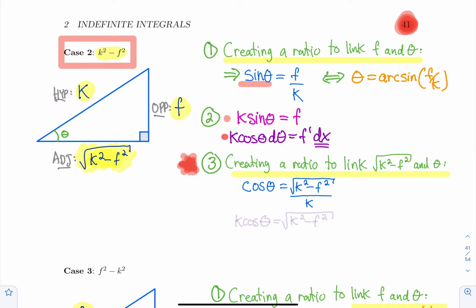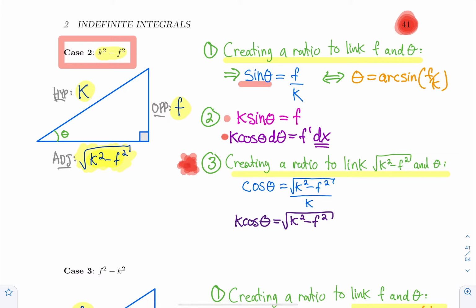So just by multiplying by k here, you get k cos theta, which is going to be used to replace the square root of k squared minus f squared. Always, always. All right, and this is all you need to set up your case 2.